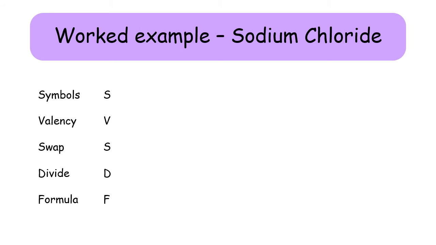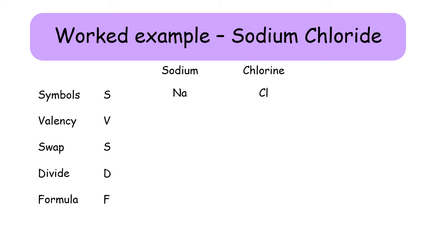So the first one is sodium chloride. Now sodium chloride, we know from the name it contains sodium. And the chloride, well, if we ignore the letters IDE and just look at chlor, the element that starts with the same letters is chlorine. So this contains sodium and chlorine. Then we can look up our data booklet to find out what the symbols are. Now, sodium is Na and chlorine is Cl.